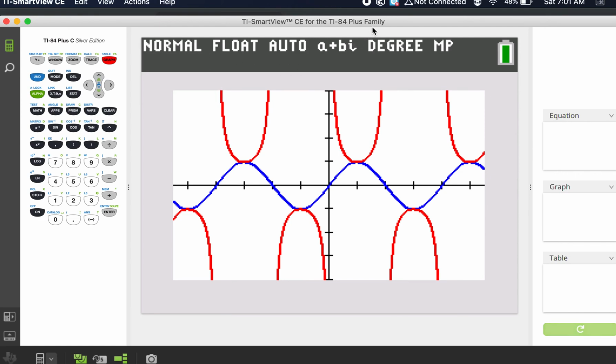Your secant graph is simply the reciprocal of the cosine graph. You've been made aware of it. Had we had all the time that we usually had, we would have done a week's worth of this, but this is for your awareness.